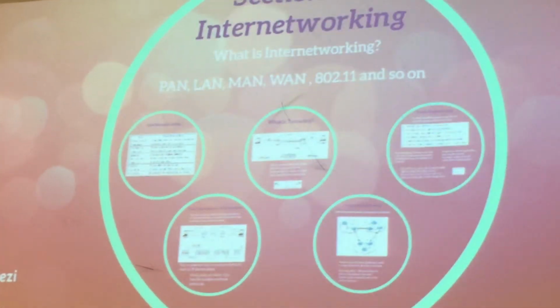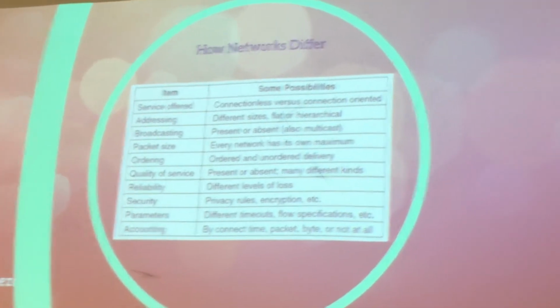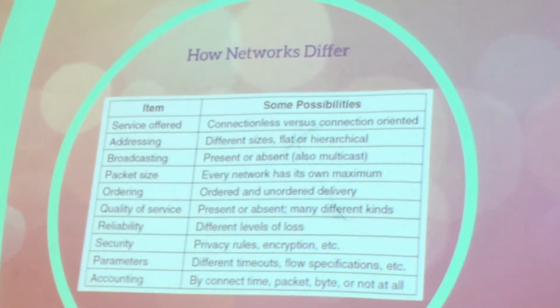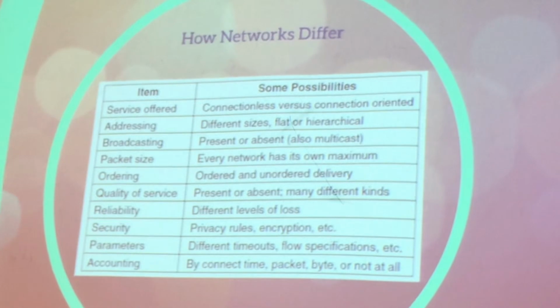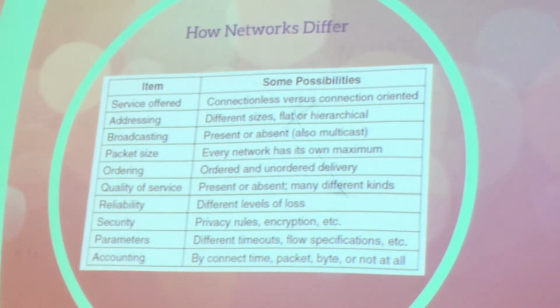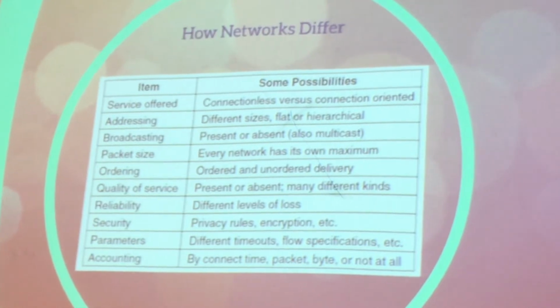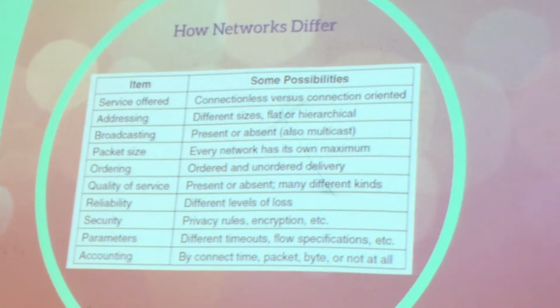So there are differences in the networks. For example, we have different services in the networking layers. We have addressing, we have broadcasting, we have different maximum packet sizes, etc. So now we have different networks. How can we connect those networks together?